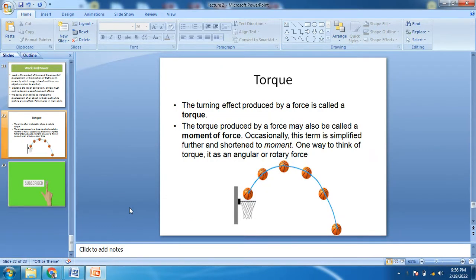Now, torque is a vector quantity. The turning effect produced by a force is called a torque. The torque produced by a force may also be called a moment of force. Occasionally, this term is simplified further and shortened to moment. One way to think of torque is as an angular or rotatory effect.